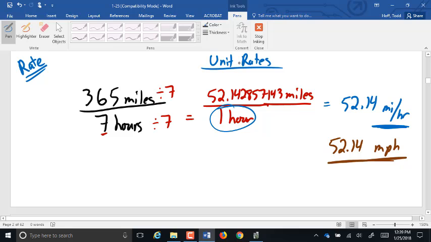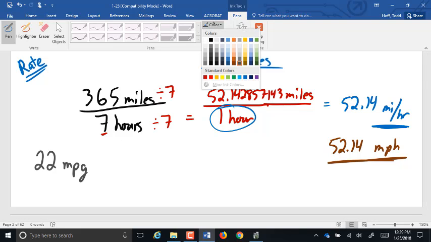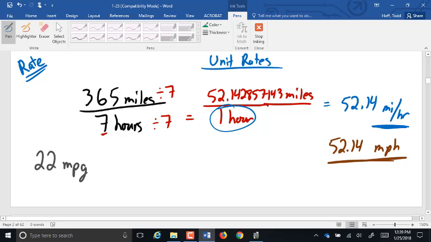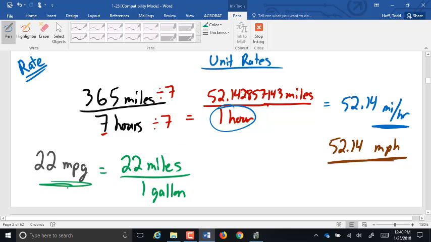For example, let's say on this trip, Jasper gets 22 mpg. Would have expected better out of you. But what does mpg stand for? Miles per gallon. So 22 mpg means 22 miles for every 1 gallon. Whenever you see 22 mpg, you need to be thinking this, because when we go to calculate with it, this is the form it needs to be in.